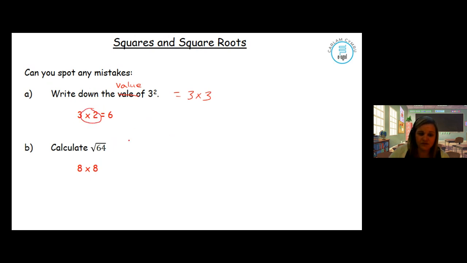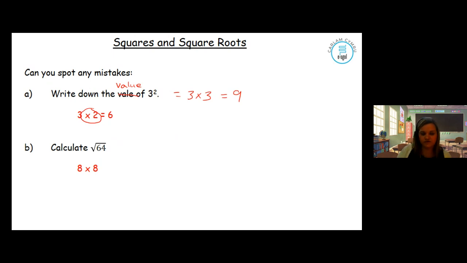Now this is a common mistake. People see the 2 that we have as the power and then treat that as multiplying by 2. They are not the same, because if I work out 3 multiplied by 3, I get 9, which was not the answer that was given, which was 6. Okay, so squaring is not multiplying by 2, it's multiplying the number by itself.